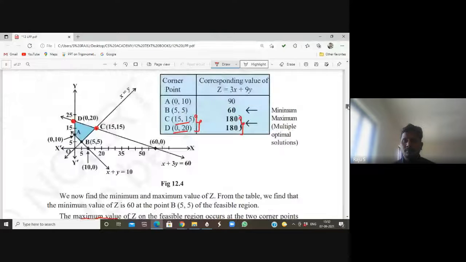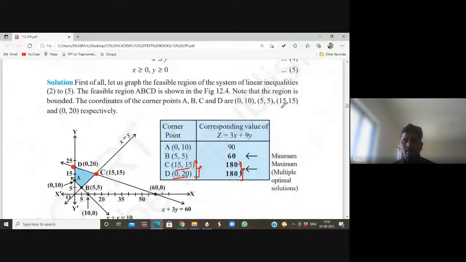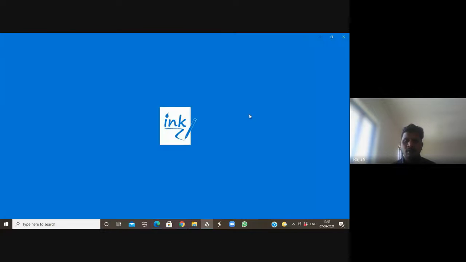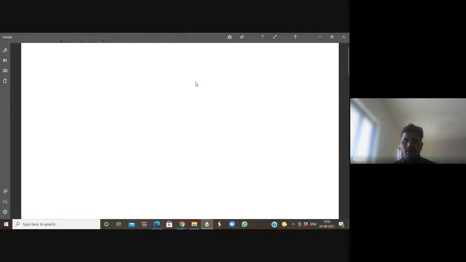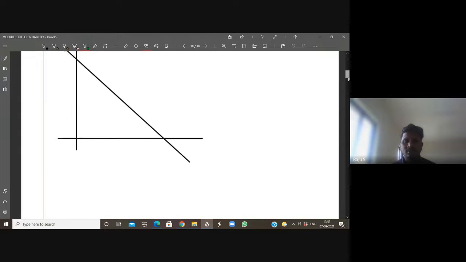Okay, here also what they have done. Here they have not written the inequalities, they have not taken x plus 3y is equal to 60 like that. Directly they have drawn the graph. For understanding purpose, I have written it, I have taken those as equal to 0 equations.